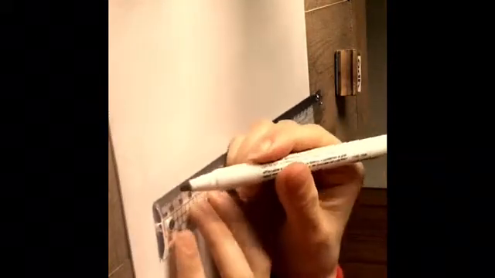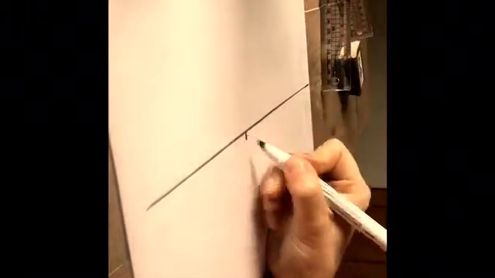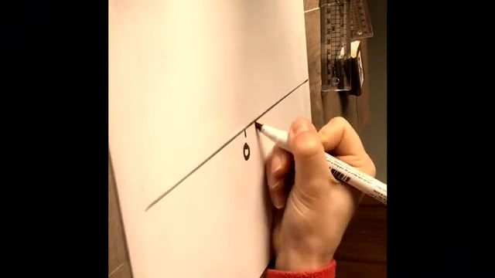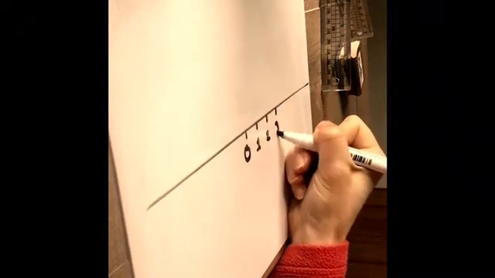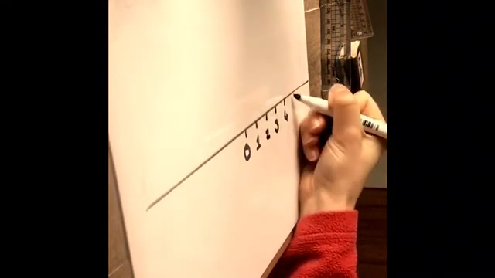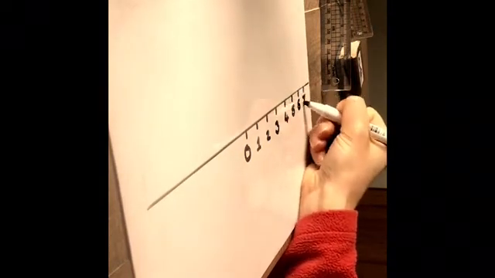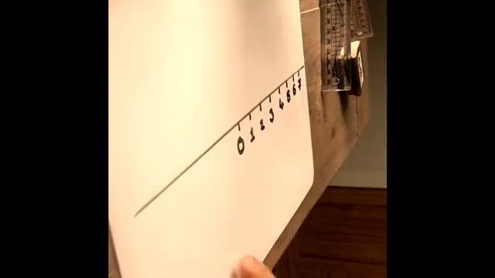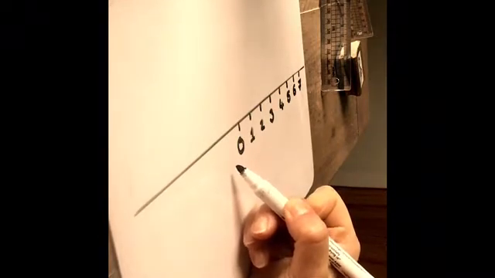So I'm going to draw a line here. And in the middle, I'm going to put 0. We know that after 0 is 1, 2, 3, 4, 5, 6, 7, and so on. We recognise that really well. But what about the numbers that come before 0?